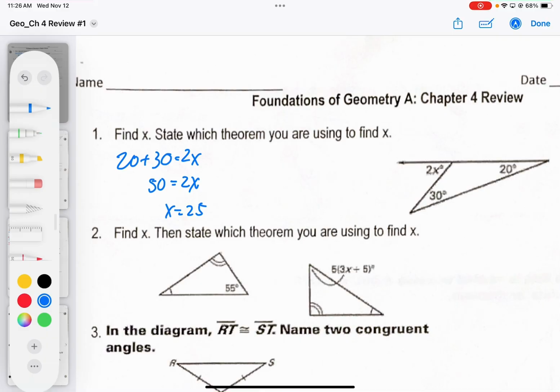I added the 2 angles inside and then made them equal to the one on the outside. Good. We call those the 2 remote interior angles. So the 2 angles that are not connected to that exterior angle, add those together, set it equal to your exterior angle. Good. And then you got x equals 25. We need a name for the theorem, though. What theorem are we using, Kalia? Exterior angle theorem. Very good.